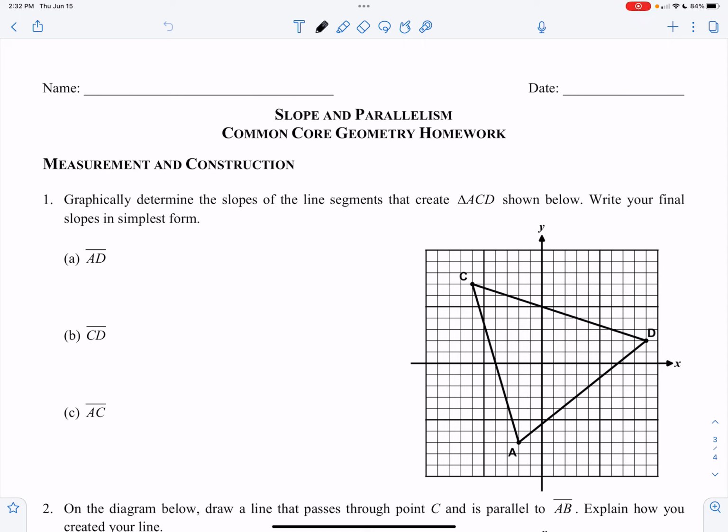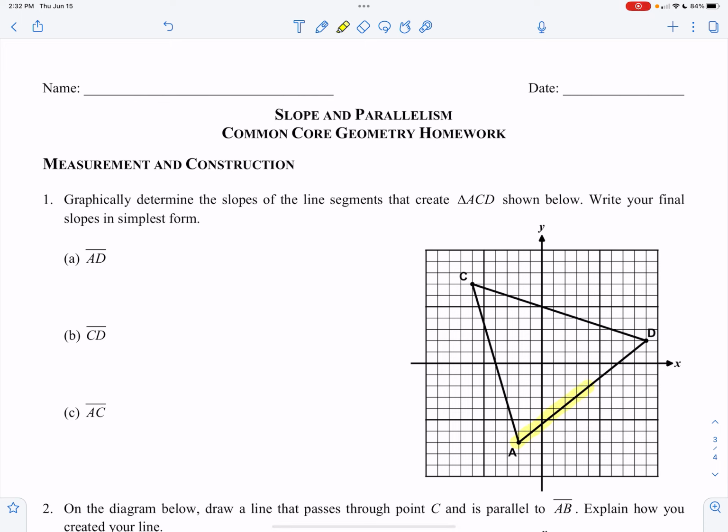So, graphically determine the slopes of the line segments of triangle ACD as shown below. Write your final slopes in the simplest form. Okay, so what I'm going to do is I'm going to show you AD. So this was line segment AD, and you draw the little line over the two letters that are at the end points of the segment. So AD, that's this line segment here.